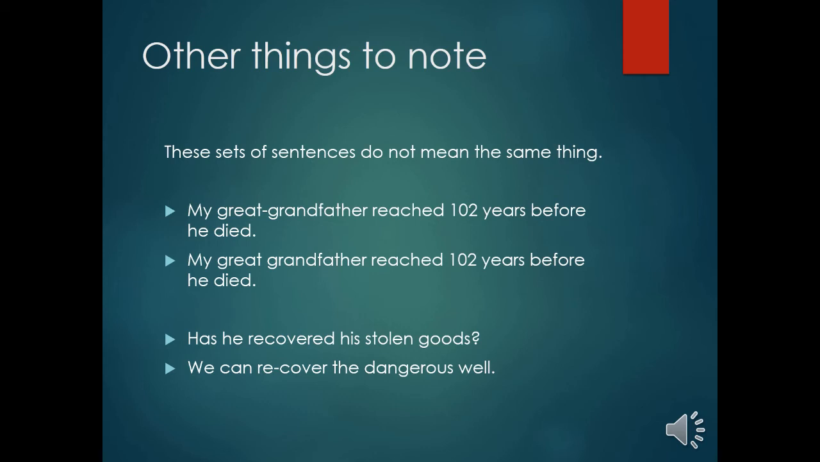The one without the hyphen means that you are getting back something. Recover, to get back something that is missing, something that is probably stolen, as shown in the sentence there. But the second one is saying you are covering again. You covered a hole, a dangerous well, before. Maybe somebody opened it, and now you are covering it again. That is re-cover. So you see that if you fail to write it in the correct way, you will be telling a different thing altogether.